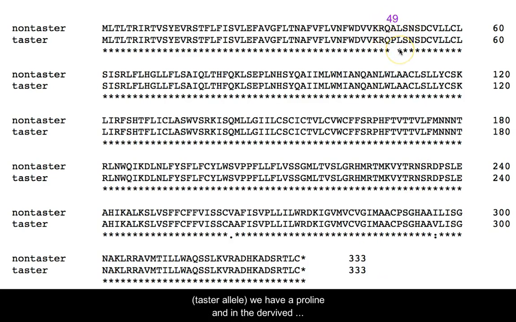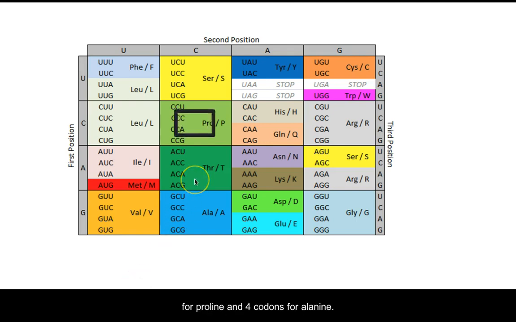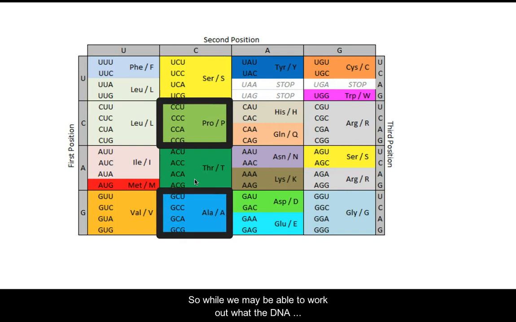In the ancestral sequence, the taster allele, we have a proline, and in the derived or non-taster sequence, we have an alanine. We know that an amino acid change requires that the codon specifying the amino acid is changed. But if we look at the amino acid table, there are 4 codons for proline and 4 codons for alanine. So while we may be able to work out what the DNA change must have been, it is easier to go back to the nucleotide sequence to figure it out.